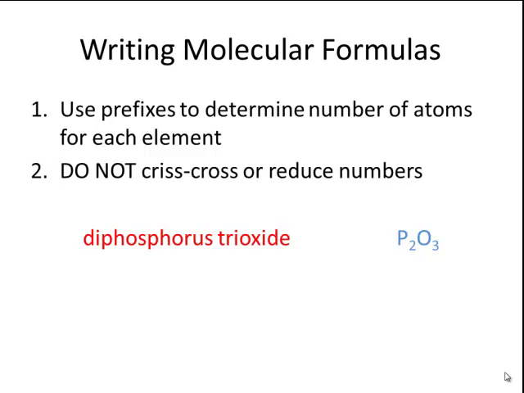So be careful not to crisscross these prefixes, and don't reduce the numbers. Just write the chemical formulas according to the exact prefixes in the name. So phosphorus pentabromide, there's only 1 phosphorus, and penta means 5, so there are 5 bromines. So PBr5.